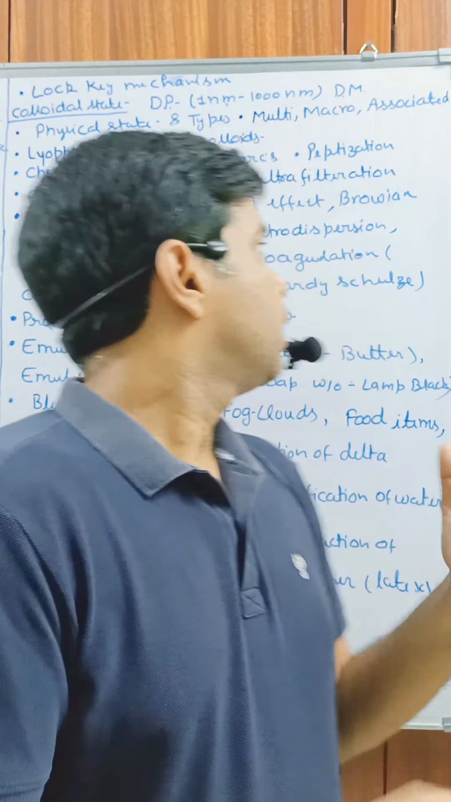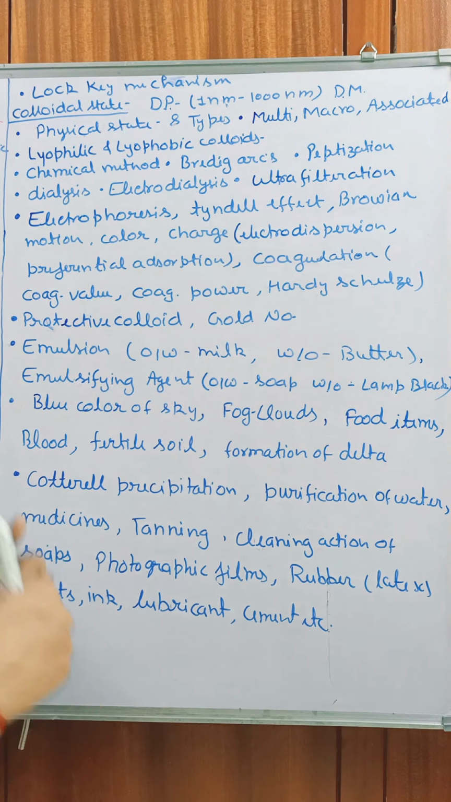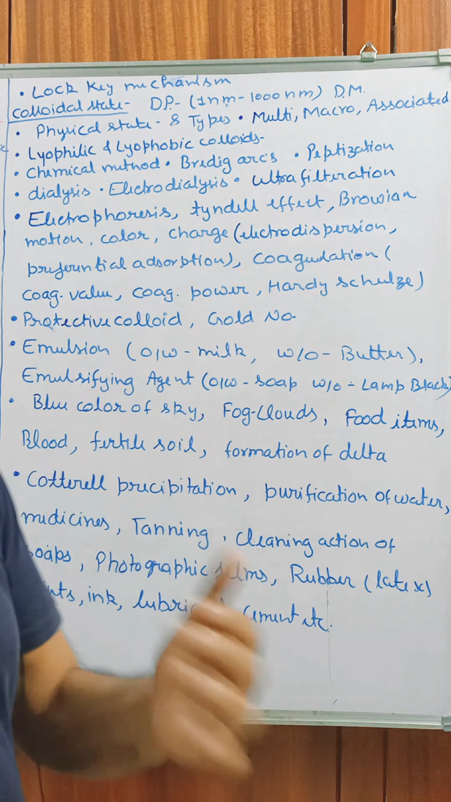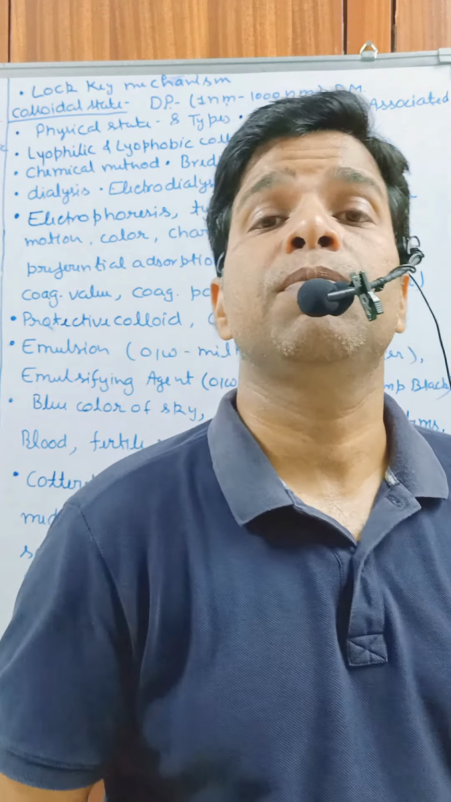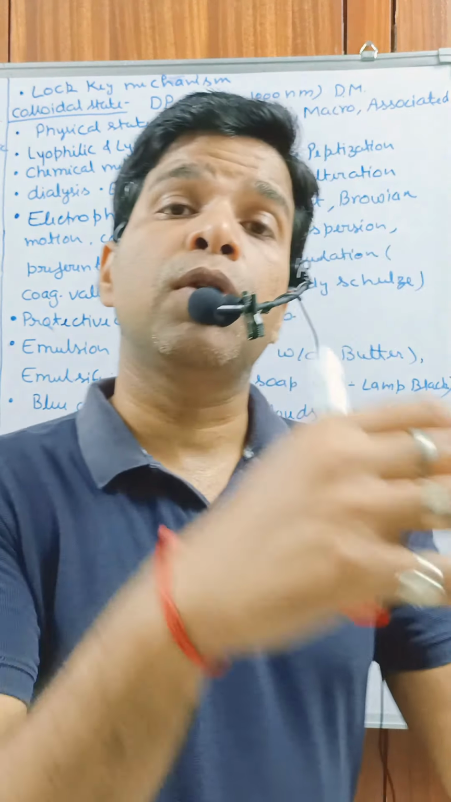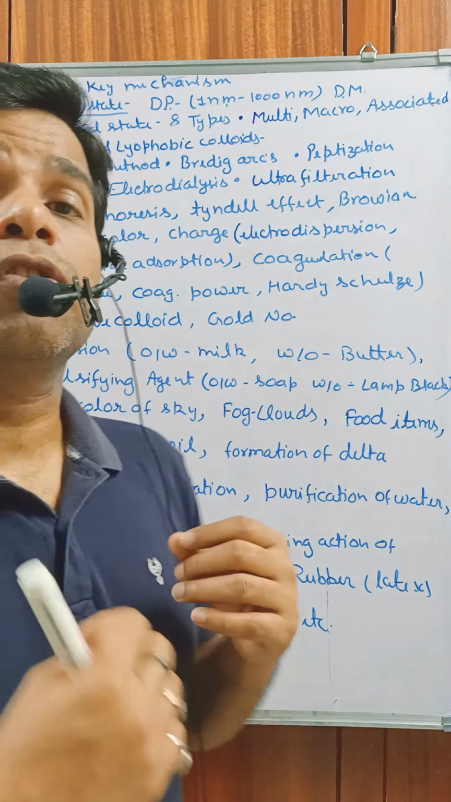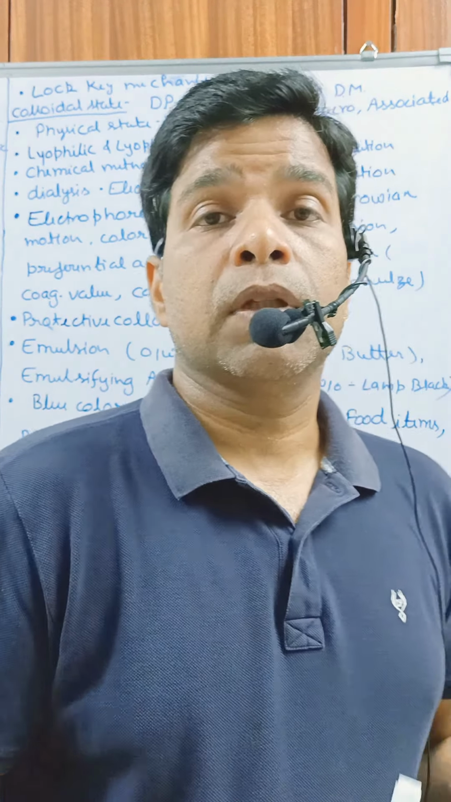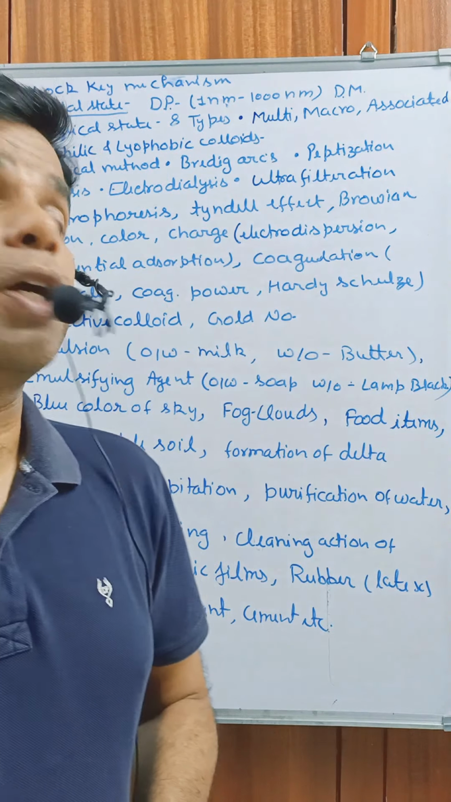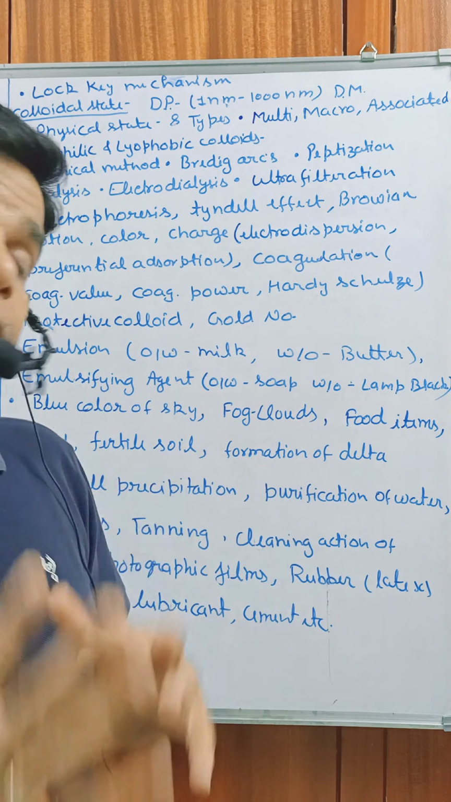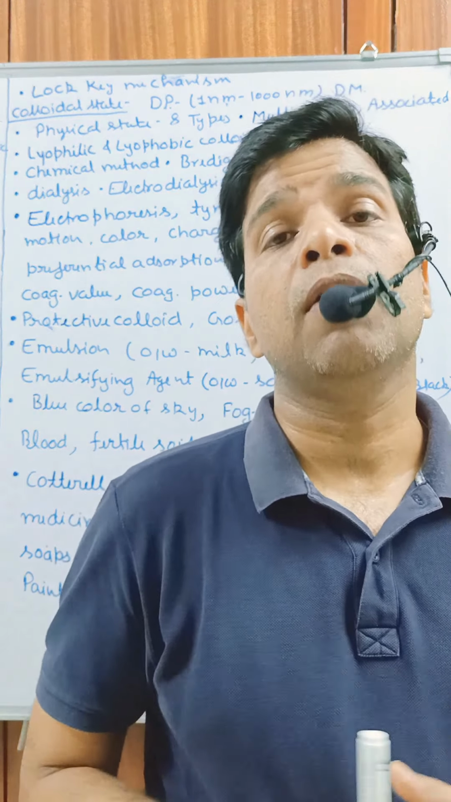Okay, next we have Brownian motion. Particles collide with each other, and more frequently collide with the dispersion medium, and after every collision they change direction. The direction of the particle is completely random. They are moving randomly in all possible directions. So this random, zigzag motion is called Brownian motion.